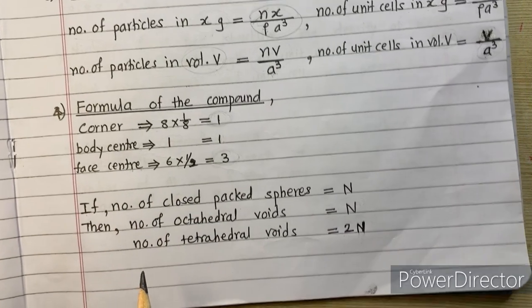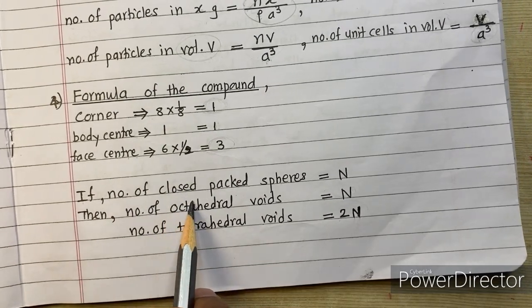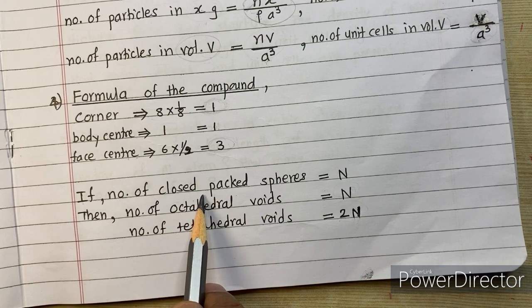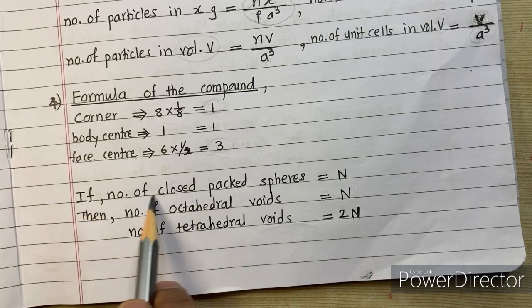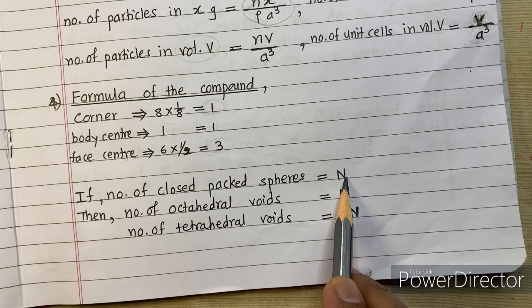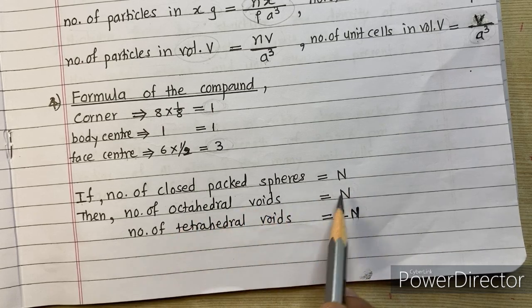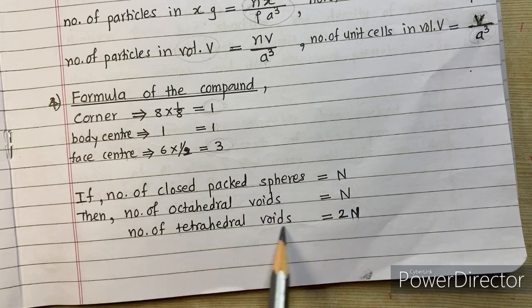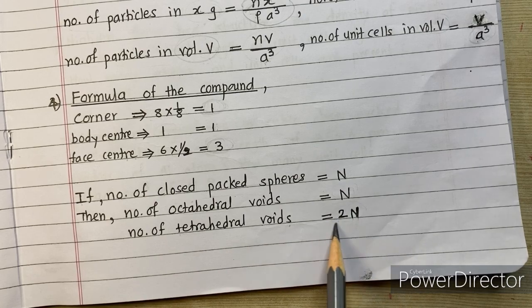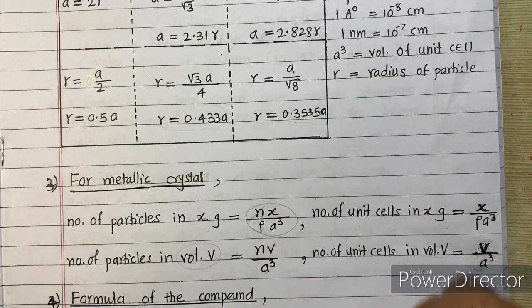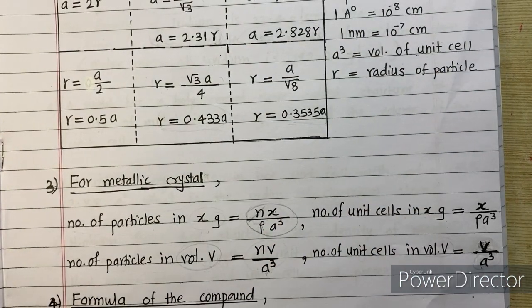Next, one more. For SCP and FCC, that is CCP, if close packed spheres are n, then octahedral voids are also n, but tetrahedral voids are double, that is 2n. Now based on all these formulae, let us see the MCQs.